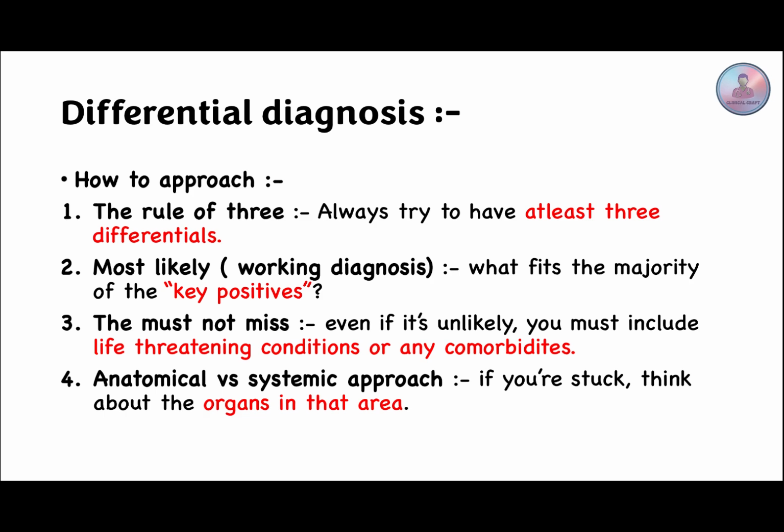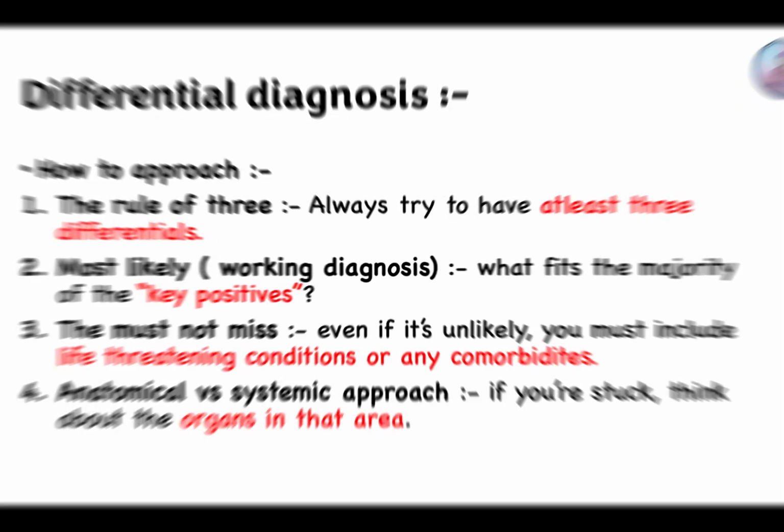Now, next comes how to approach the differential diagnosis. There are 4 points to be remembered. The rule of 3: always try to have at least 3 differentials. Second point, what most likely fits the majority of the key positives is the working diagnosis. Third, the must-not-miss: even if it's unlikely, you must include life-threatening conditions or any comorbidities. Fourth one is the anatomical versus systemic approach. If you are stuck, think about the organs in that area.